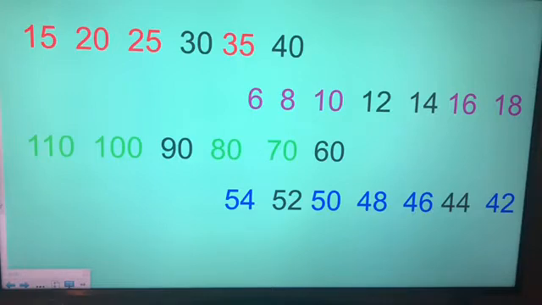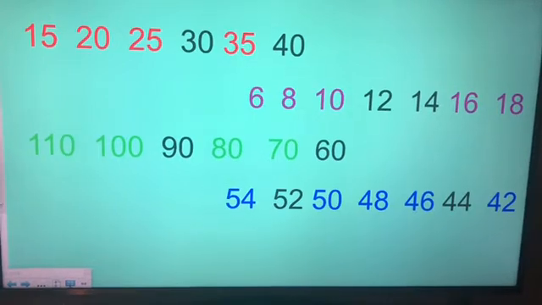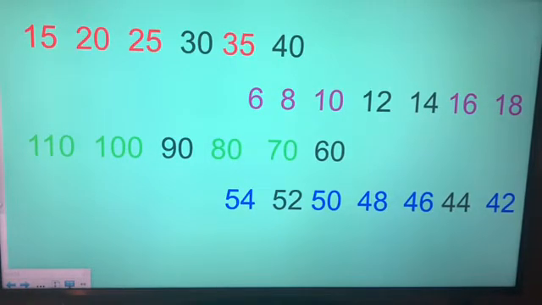Moving on to the green one then. Now this one goes backwards, so we had to count backwards. Well done if you spotted that we were counting backwards in 10s. So count with me, ready? 110, 100, 90, 80, 70, 60. So our missing numbers in that number sequence were 90 and 60.